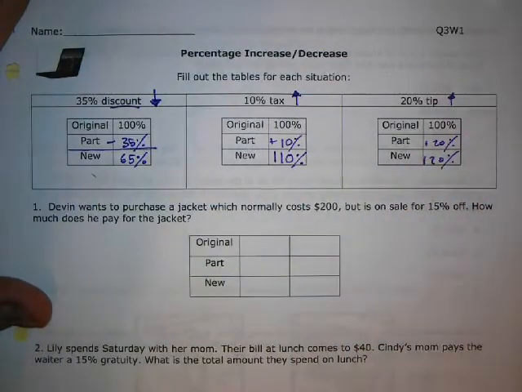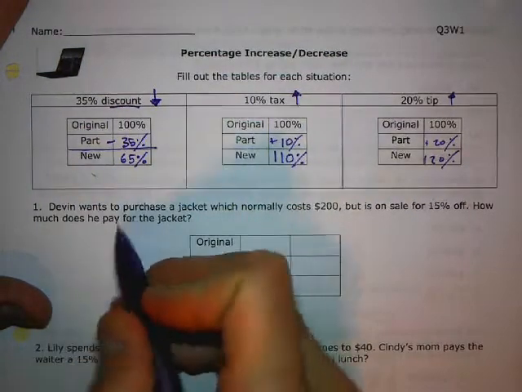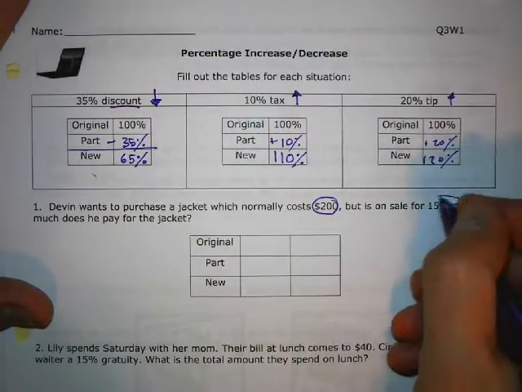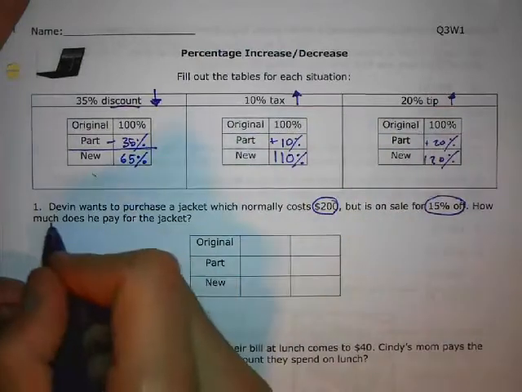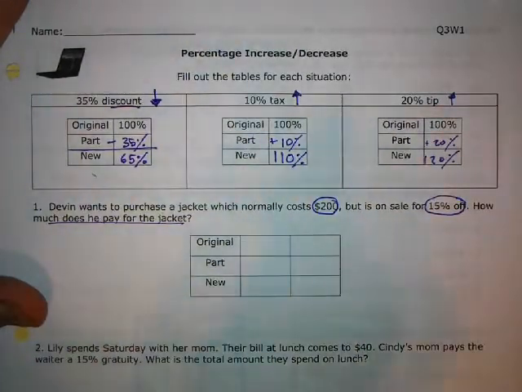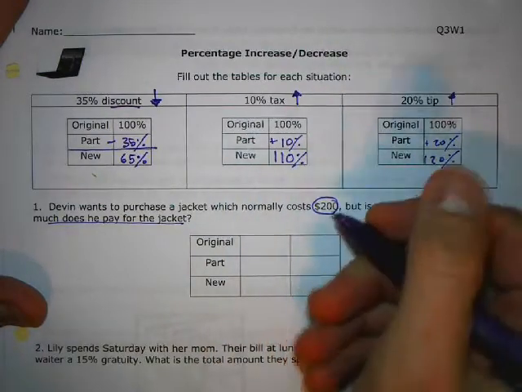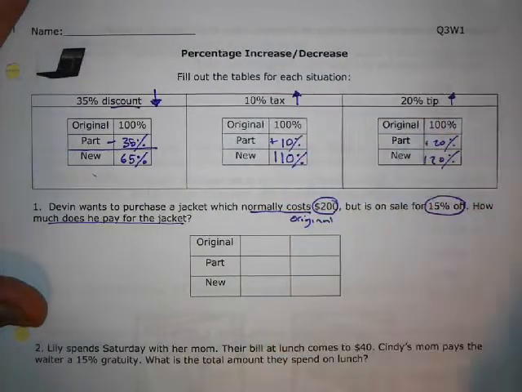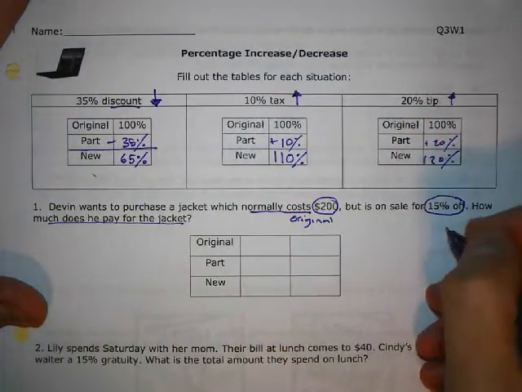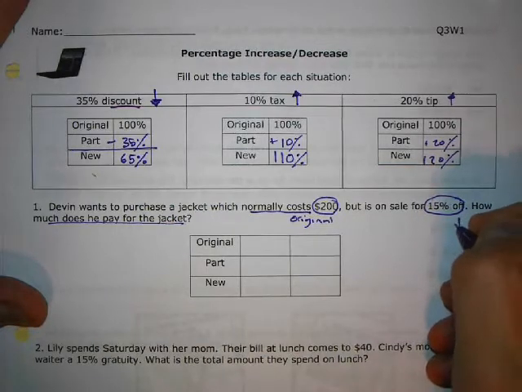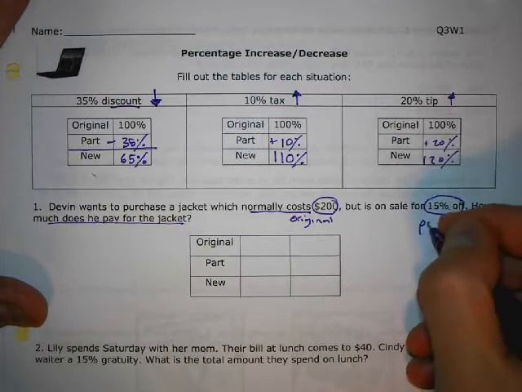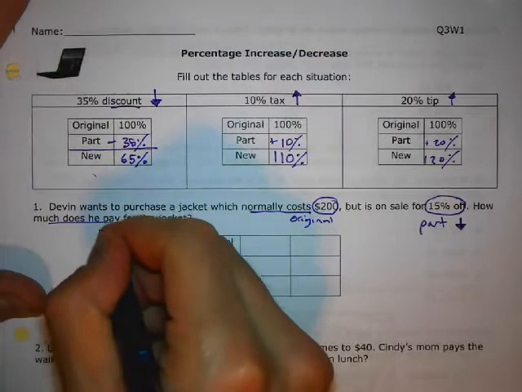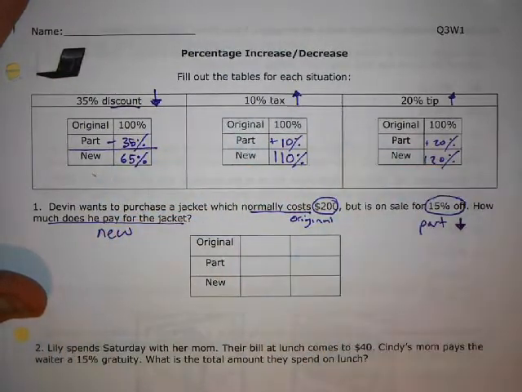Let's look at an example with some real numbers. Devin wants to purchase a jacket which normally costs $200, but it's on sale for 15% off. How much does he pay for the jacket? Okay, reading is so important here. He wants to purchase a jacket which normally costs $200. That's the original. But it's on sale for 15% off. Okay, 15% off, that's a decrease. And that's the part. That's what we're taking away. And we want to find out how much he pays for the jacket. That's the new.